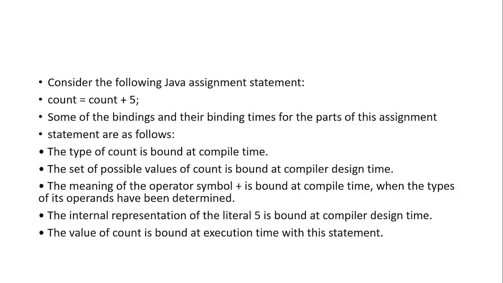We need to know all these bindings and binding times for the attributes of program entities. Only then can we understand the semantics of a programming language. Which means, in order to understand what a subprogram does, we must understand how the actual parameters in a call are bound to the formal parameters in its definition. Only then can we understand what the subprogram will do. So to understand the semantics of the programming language, you need to know about the bindings and binding times.